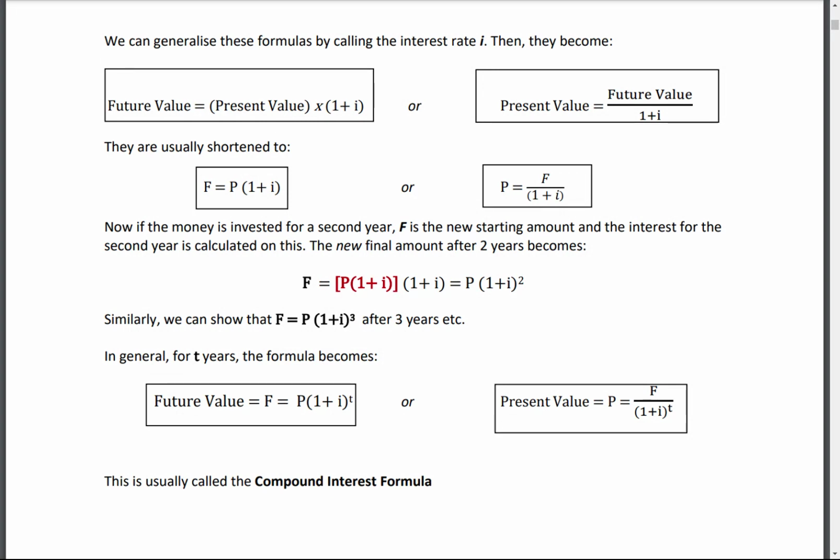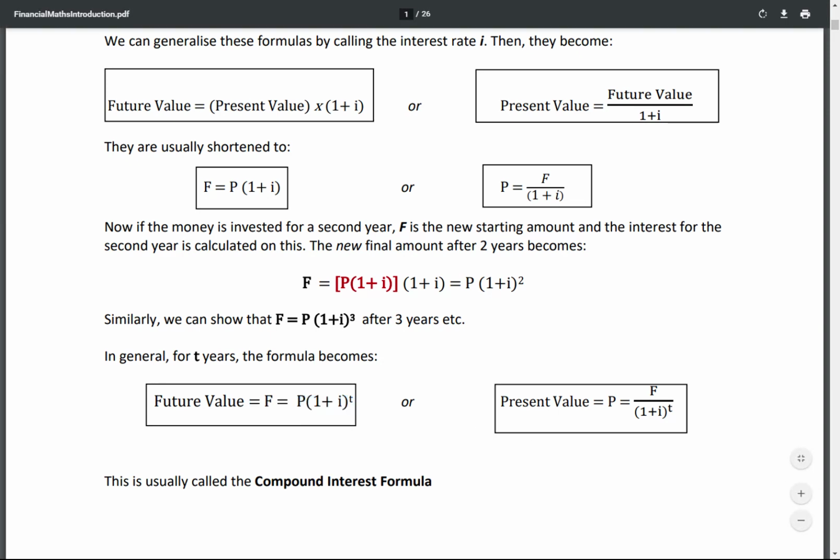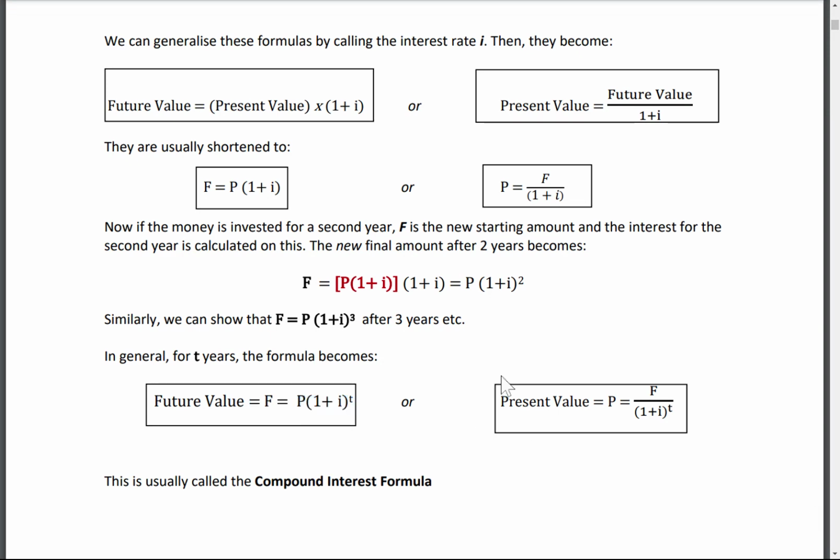And here it is again once more rearranged. If you divide across by (1 plus I) to the power of T, your present value is your future value over (1 plus I) to the power of T. So this formula here is called the compound interest formula. And whether you write it this way or this way, it's the same thing, just written a different way. Future value first or present value first over here.